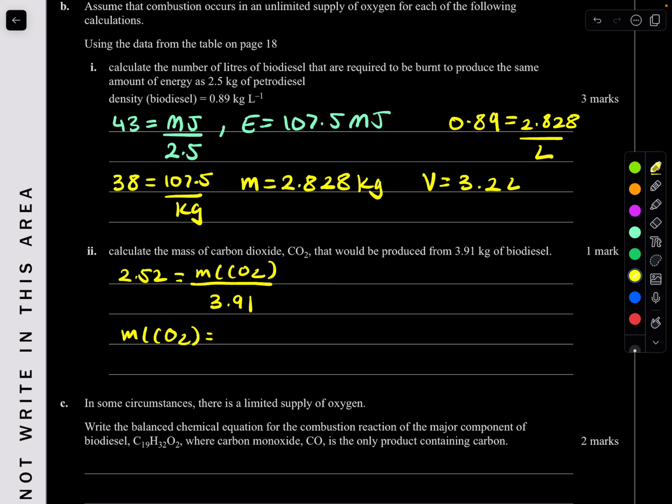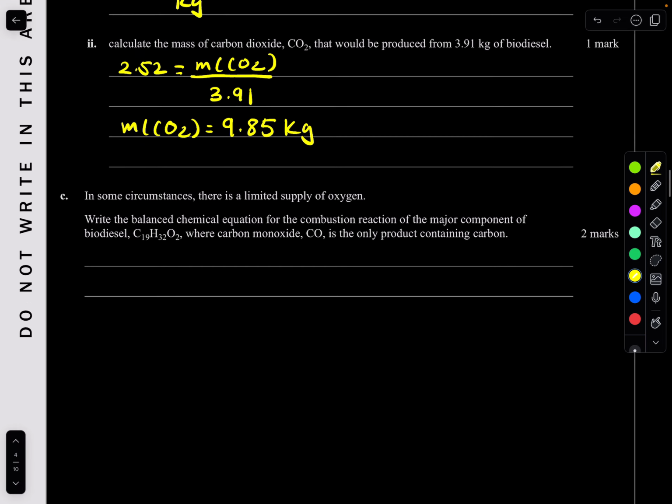Your mass of CO2 is 3.91 times 2.52, and we get to how many significant figures? In this question we use all 3, so it'll be 9.85 kilograms. Easy. Have I made any mistakes here? Looks all good, yeah? We got the number of liters. Okay, that's all good. Question C.